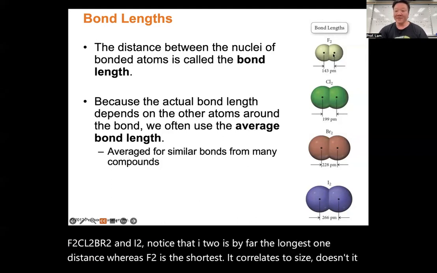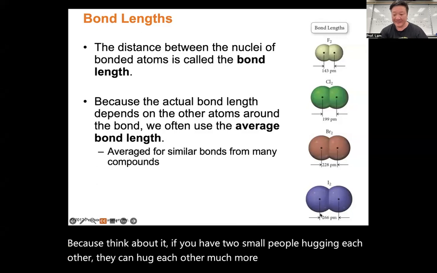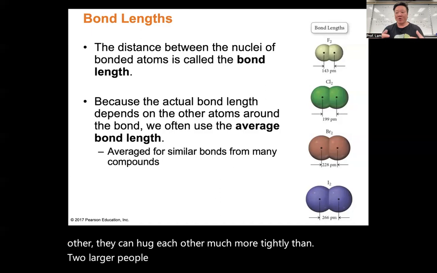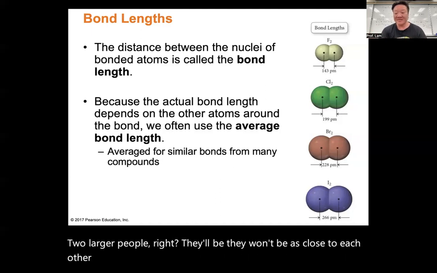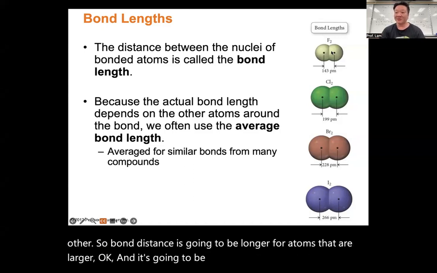Because think about it. If you have two small people hugging each other, they can hug each other much more tightly than, say, two larger people. They won't be as close to each other. So bond distance is going to be longer for atoms that are larger, and it's going to be shorter for atoms that are smaller.